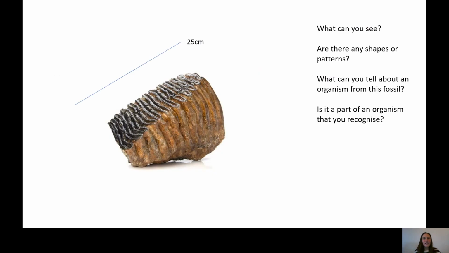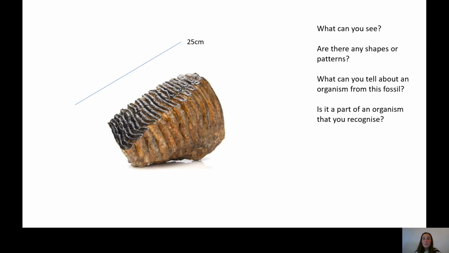Here's a picture of a fossil for you. As you can see, it's about 25 centimetres in length. I'm going to give you 20 seconds just to consider these questions. What can you see? Are there any shapes or patterns? What can you tell about an organism from this fossil? And remember, an organism is any living thing. So this could be a plant or an animal. All right. And is it a part of an organism that you recognise?